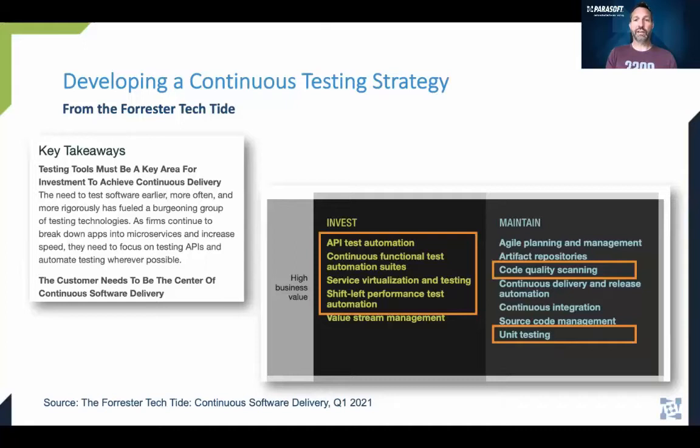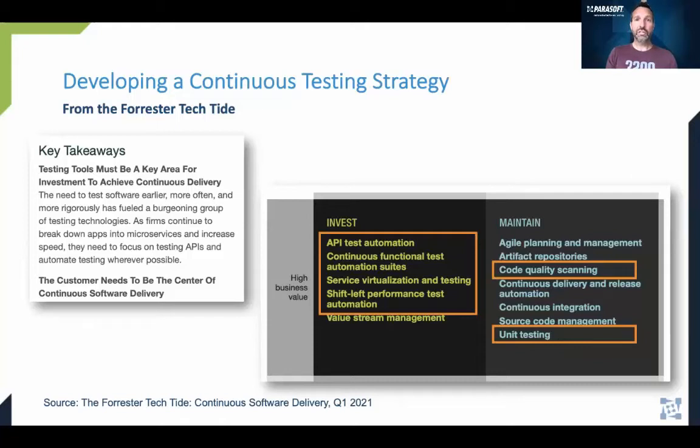The next one is shift left performance test automation. So again, we've had this concept of shifting left. It's just now focusing on the performance aspect, testing performance earlier in the life cycle. And then the ones in maintain I find interesting, because I think unit testing is probably something most organizations do, but I'm not sure code quality scanning is something that happens, especially as you start thinking about security and compliance. It's super important. And again, these are all distinct areas of test automation that I think everybody should pay attention to.